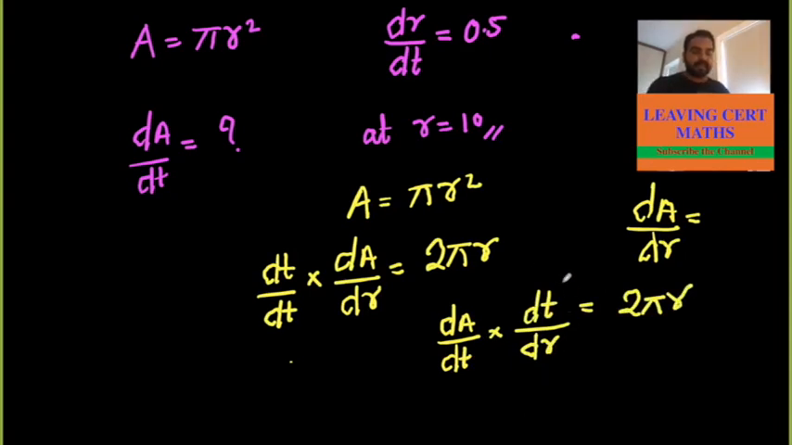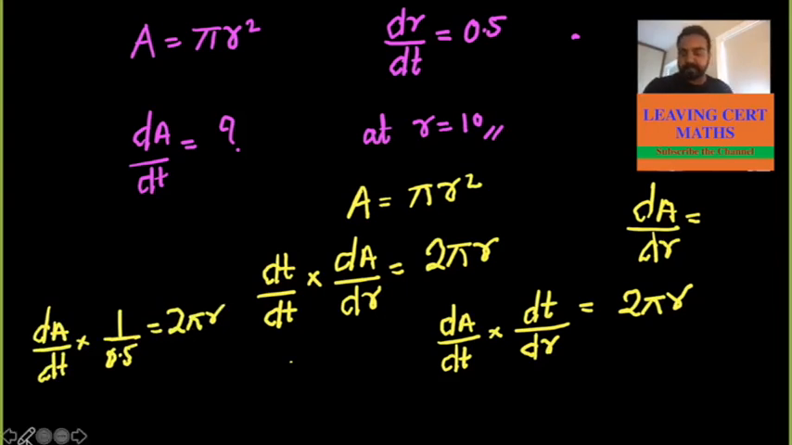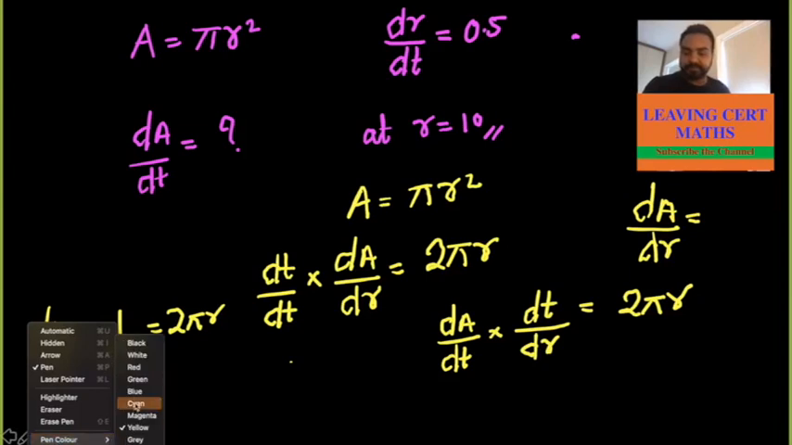Okay, and I have this one, so this will be the reciprocal of this. So I got my dA over dt multiplied by 1 over 0.5 is equal to 2 pi r. Do you want me to go through one more time?